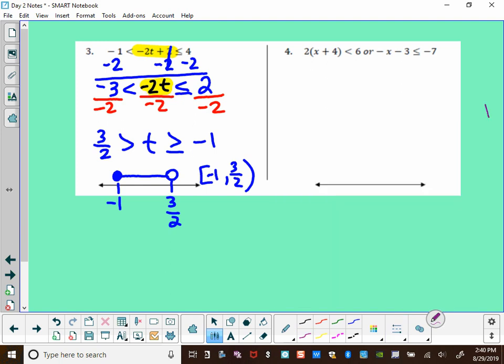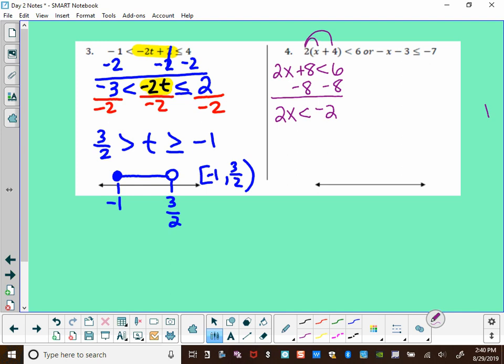I'm going to distribute this. 2 times x gives me 2x. 2 times 4 gives me positive 8, less than 6. Just go ahead and solve this one first. I'm going to subtract 8 from each side. So I'm left with 2x is less than negative 2.